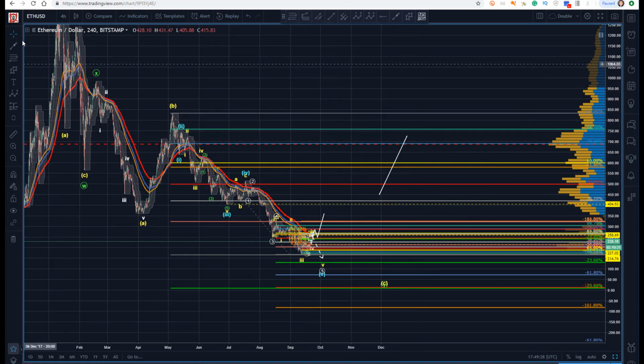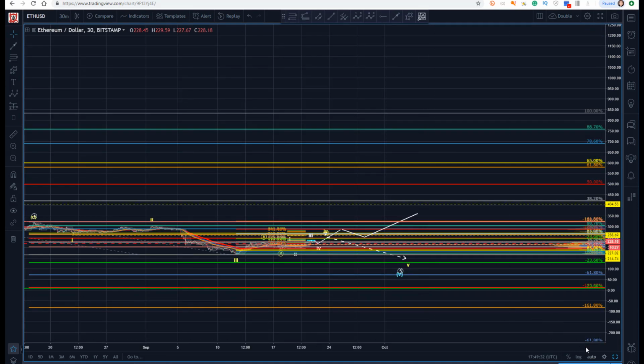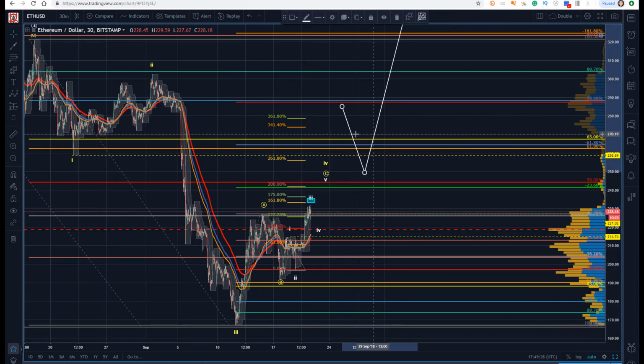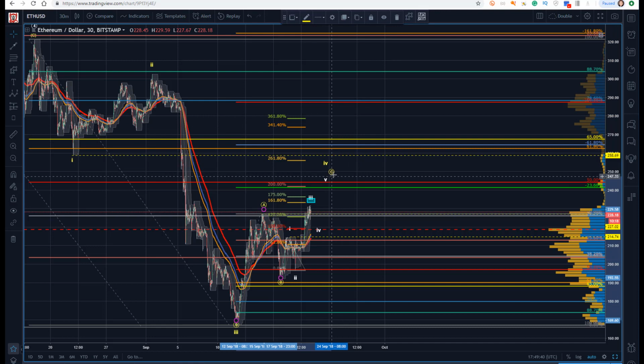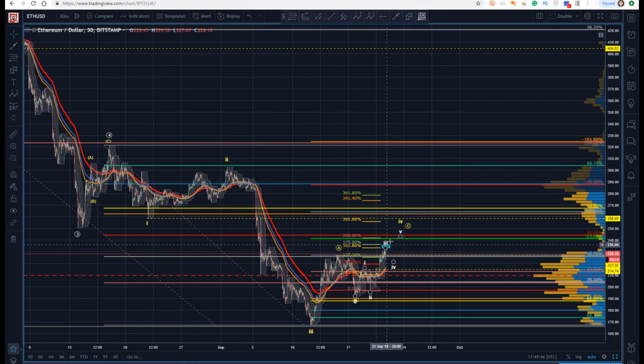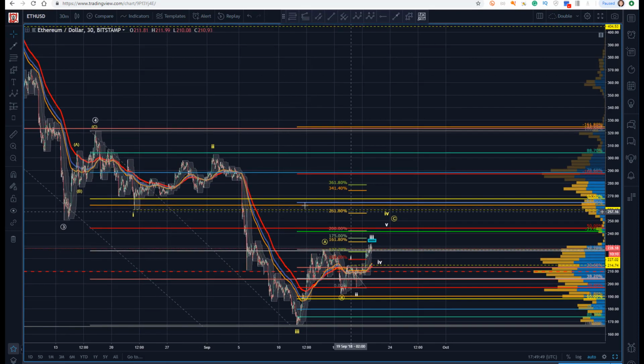With that said, let's go back to this 30. So we've got to pay attention here as we come up to these levels. As far as I'm concerned, it's too soon to be getting overly bullish here until we break some of these significant levels. So approach with caution here, right? Until you can confirm a trend change.